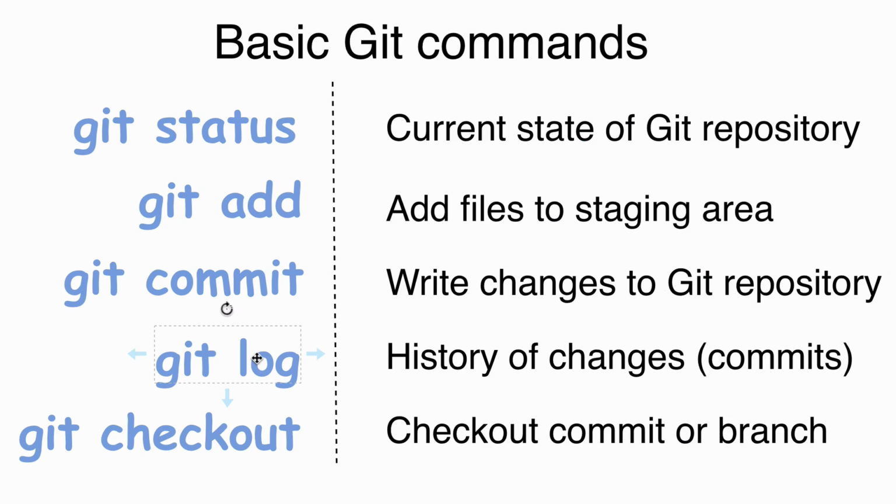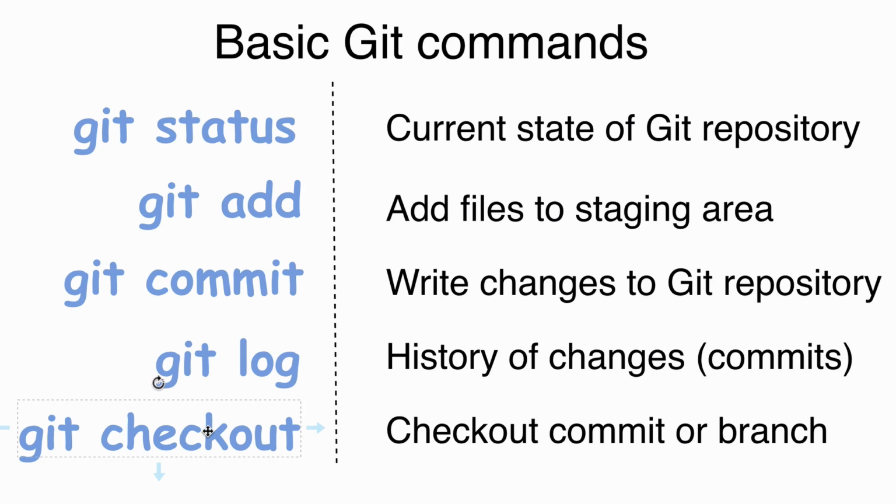Next, the git log command. This command is very useful and it shows the history of the changes that were made in your repository. Actually, it shows you the history of commits, and you can easily read information about all commits that were made. And finally, the git checkout command.